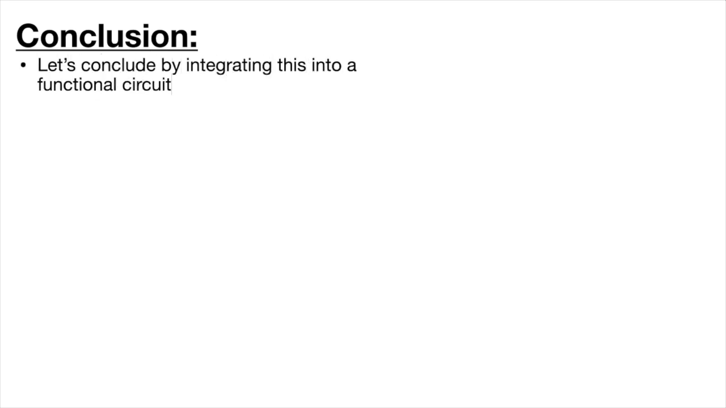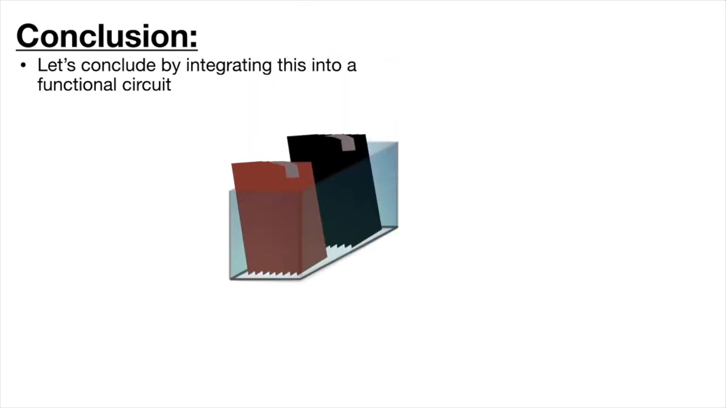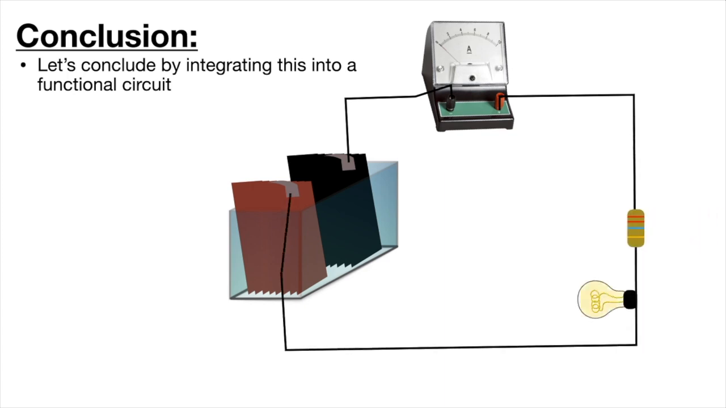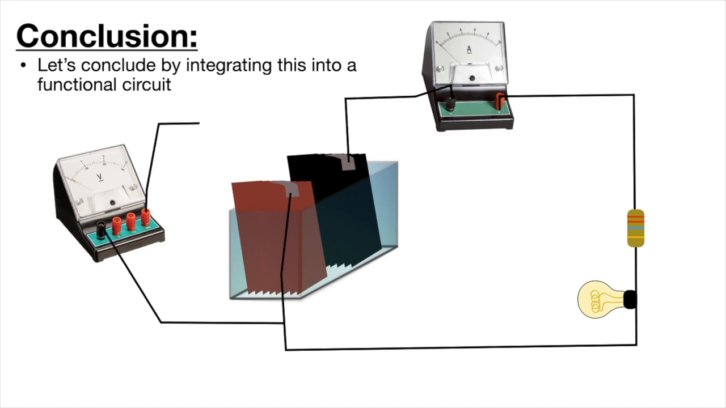Let's conclude by integrating this whole thing into a functional circuit. We have a battery, an ammeter. The ammeter goes to a resistor, which goes to the load, which is a light bulb. And then we can have a voltmeter that's checking the potential difference between the initial side of the battery and the final side of the battery. We can draw this in a more legitimate schematic.